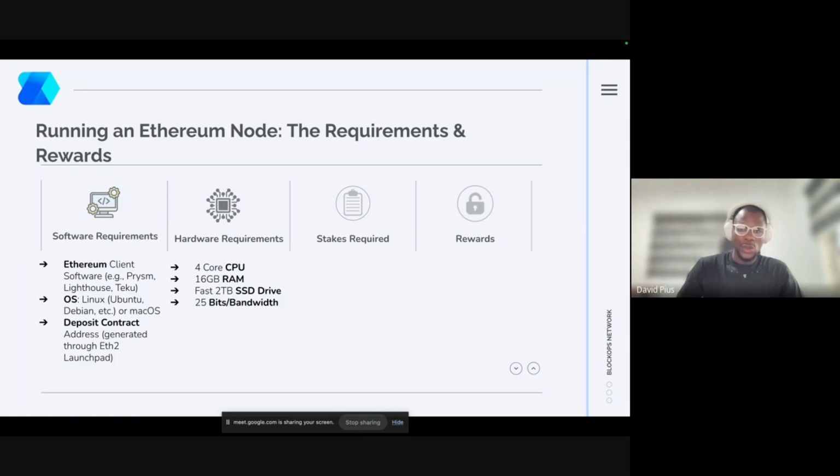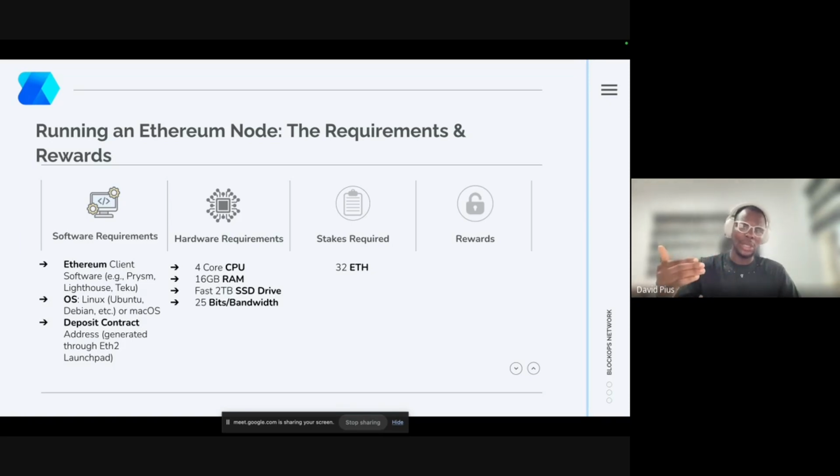You also need 32 ETH. I think this is also one point. Maybe in another series we'll talk about the solutions that are actually out there solving this issue of 32 ETH. It's actually a lot of money, because an ETH right now is about $3,000. So there are a lot of solutions right now trying to mitigate this.